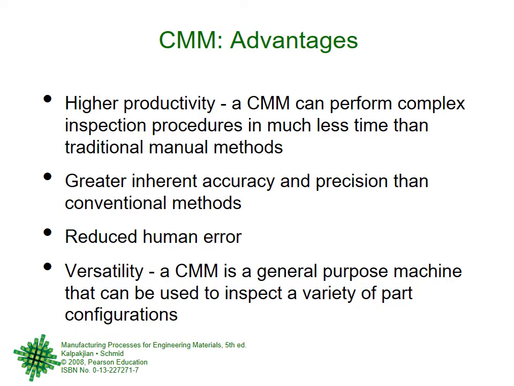Advantages, of course. We can just read through, but you know, higher productivity. A CMM can perform complex inspection procedures in much less time than traditional manual methods. Greater inherent accuracy and precision, reduced human error, and versatility. A CMM is a general purpose machine that can be used to inspect a variety of part configurations. You see straight lines, round things, angles, all things in one machine. Otherwise a vernier caliper is different, this is different, that is different, roundness measurement is different. So all these advantages are there.